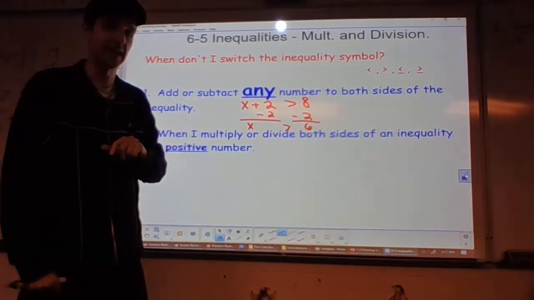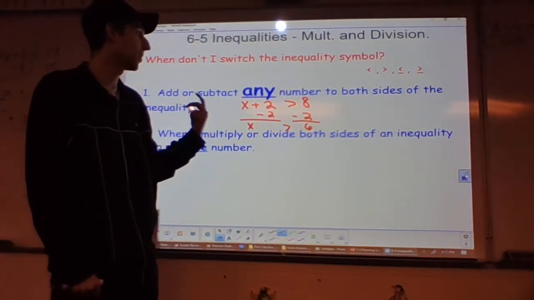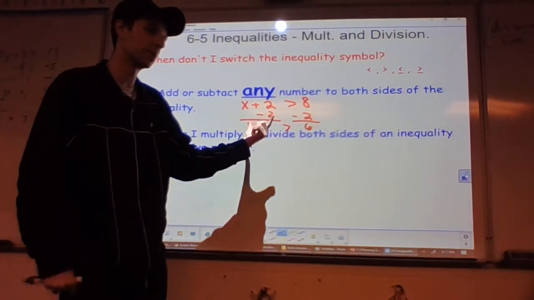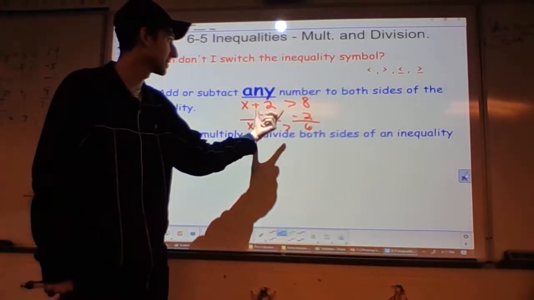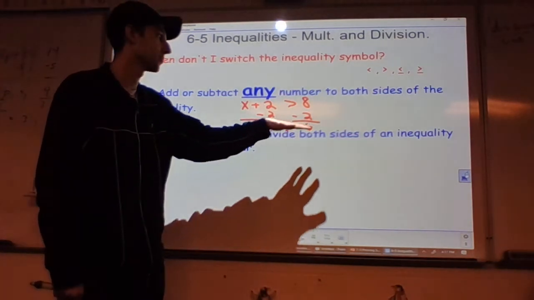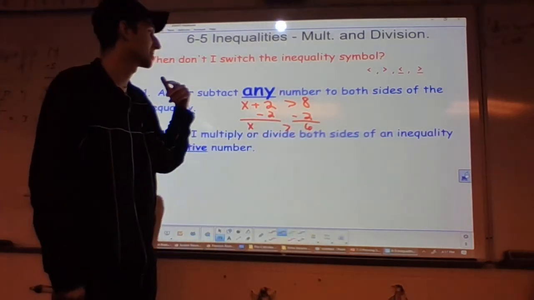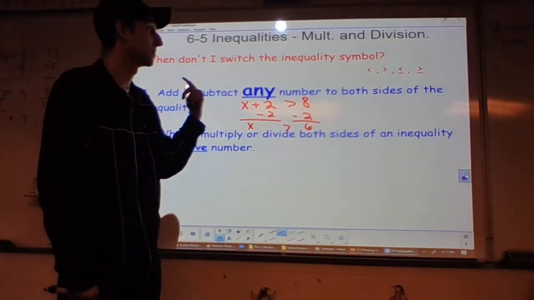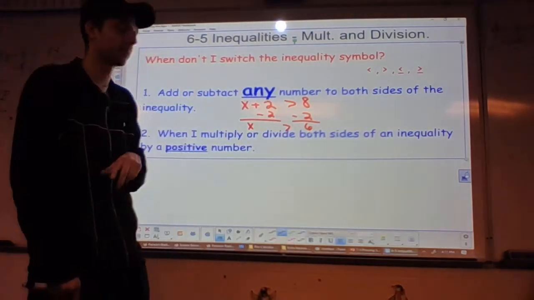It's greater than 8. So when you're solving an inequality, you're finding not one solution, but a range of solutions that will be true for substituting for x. So I could substitute 9, I could substitute 7, I could substitute anything more than 6 that would make this true.